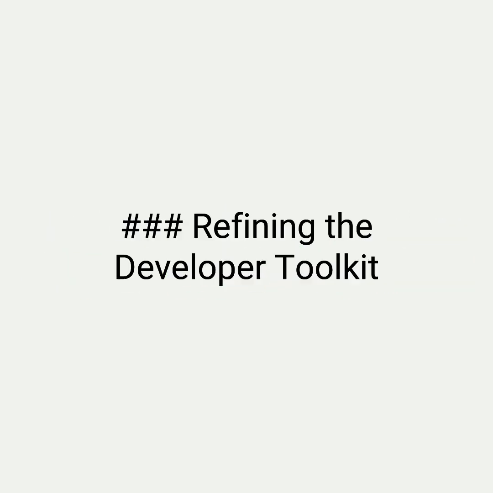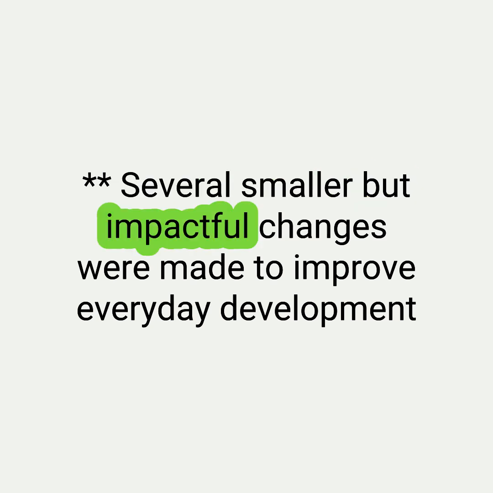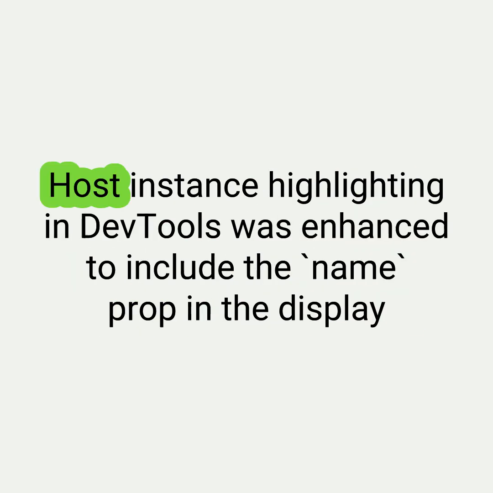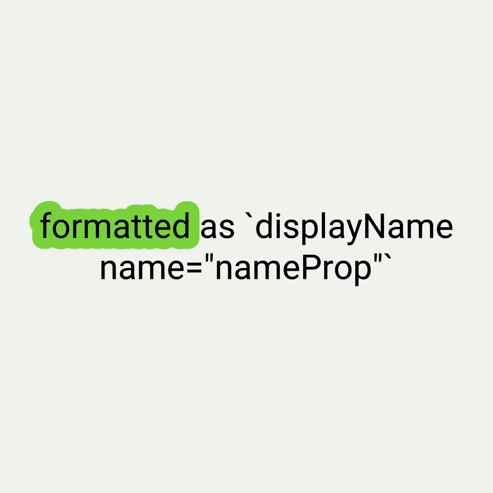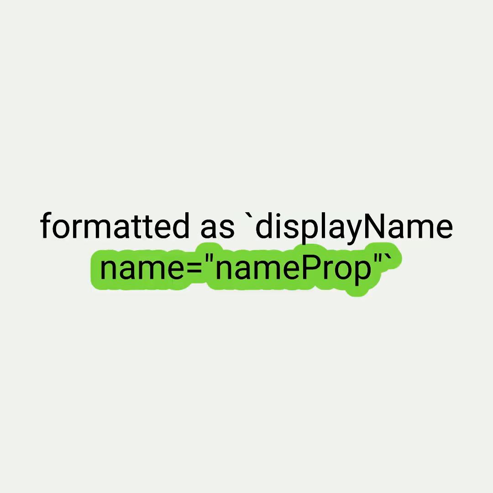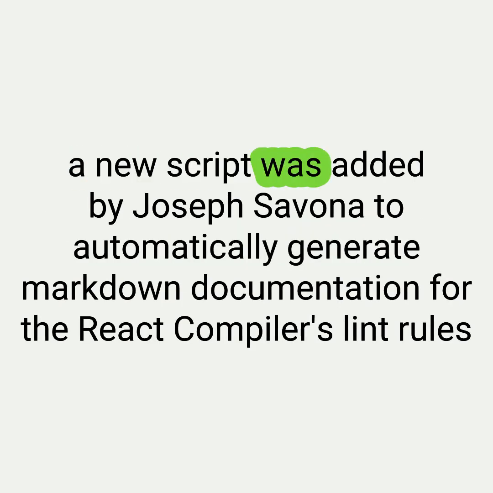Refining the developer toolkit. The change. Several smaller but impactful changes were made to improve everyday development. Host instance highlighting in DevTools was enhanced to include the name prop in the display, formatted as displayName name equals name prop. Separately, a new script was added by Joseph Savona to automatically generate Markdown documentation for the React compiler's lint rules.